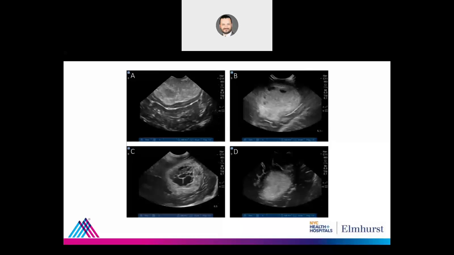And it looks like you can see that it's extra-axial. It's pushing the rest of the brain down. Okay, that makes a lot of sense. There's mass effect coming from above. So that's the typical appearance of a meningioma. Okay. And then B. So B is a little deeper.